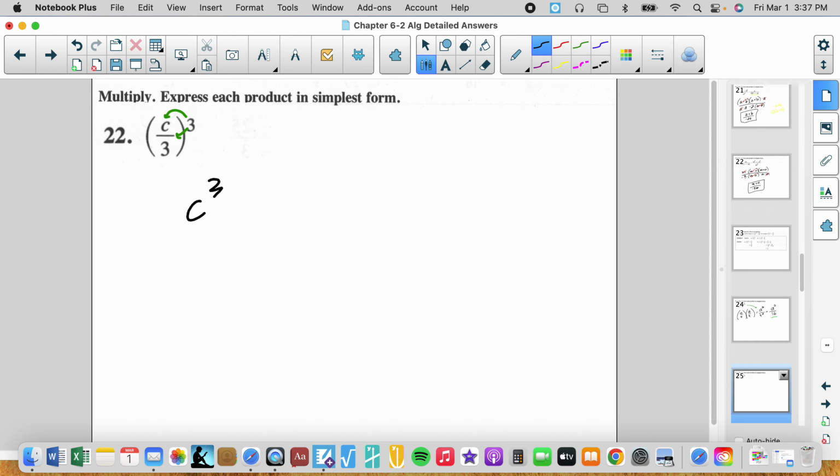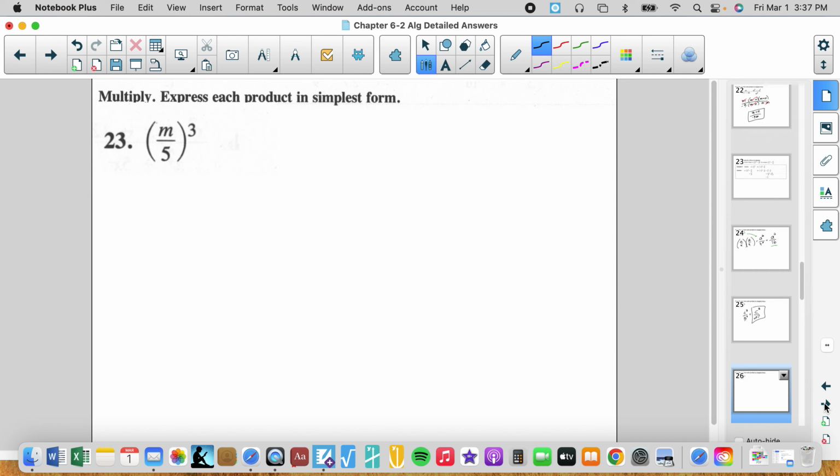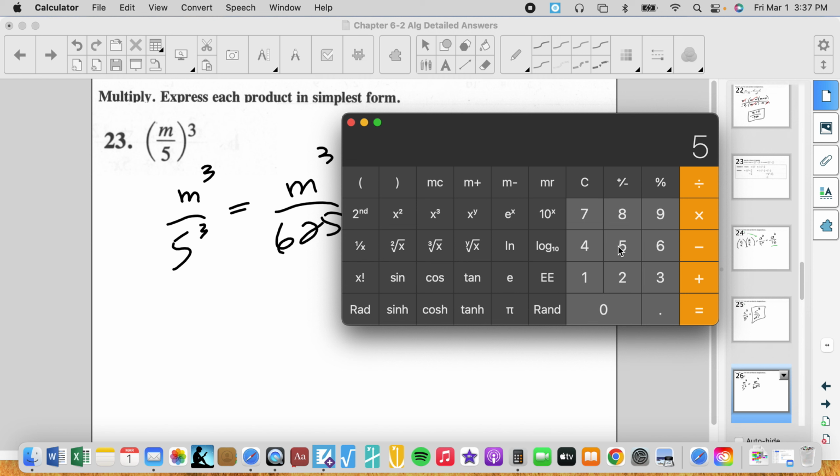You get c to the third over 3 to the third, which equals c to the third over 27. You should know your cubes. That's m to the third over 5 to the third, which equals m to the third over 625. Now, as I say, you should know your cubes.